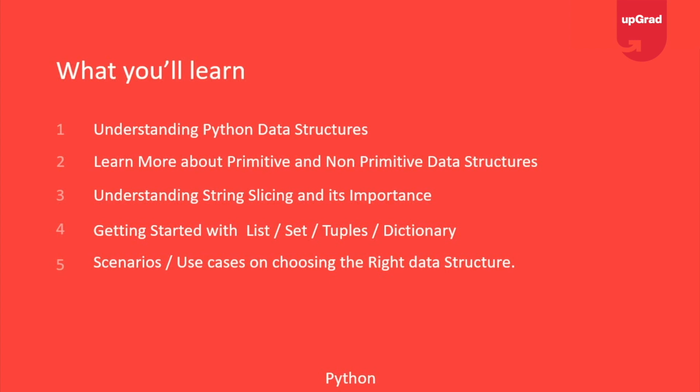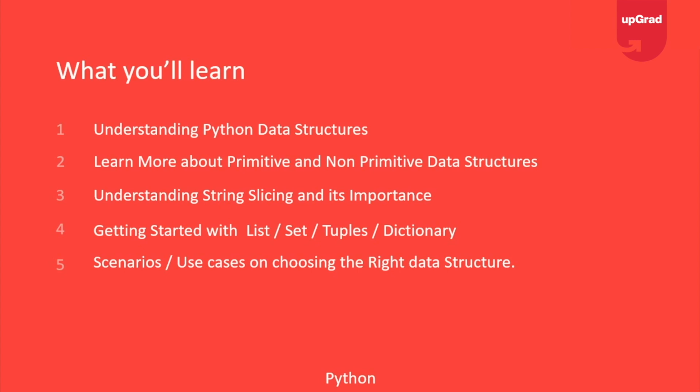In this session, we'll be starting with understanding Python data structures. I'll be telling you about what data structures are and what kind of data structures we have in Python. We'll be talking about the primitive and non-primitive data structures. Then we'll be talking about strings and string slicing and its importance as well. Then we'll be talking about the most fundamental data structures of Python, which are list, set, tuples, and dictionary. Apart from that, we'll be discussing some scenarios about choosing the right data structure for the right situation.